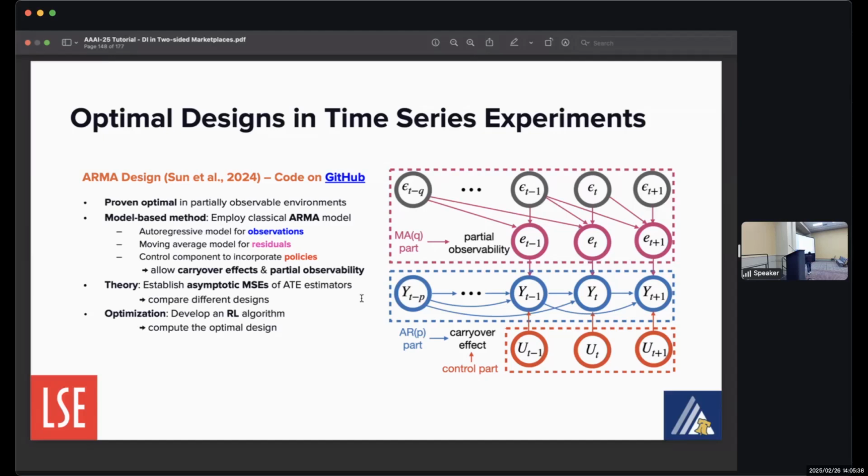Okay? So they use simple time series models, and it turns out that although these models are simple, they are also powerful in the sense that they allow us to simultaneously capture carryover effects and partial observability. And in theory, they establish the asymptotic and mean square errors of those AT estimators for the purpose of comparing different designs. And in terms of optimization, they also propose a reinforcement learning algorithm to compute the optimal design.